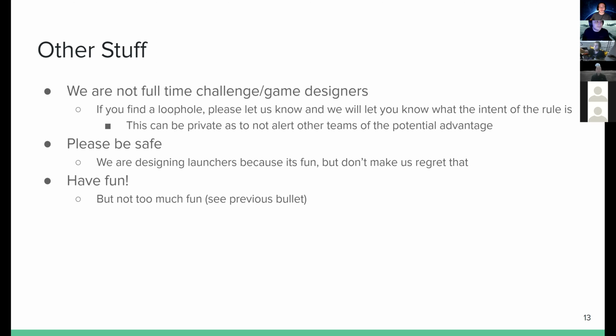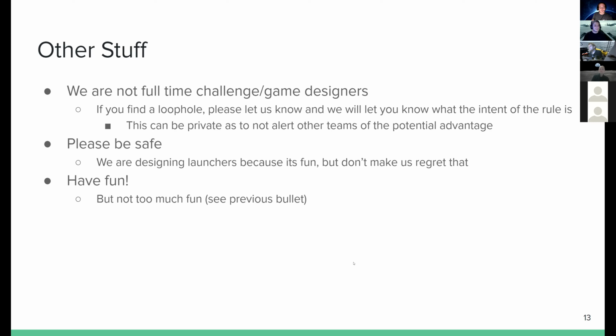So please don't think that by not asking, a loophole will somehow stay in existence. We will clarify literally all the way up until the actual launch day itself. You're not going to get points that we didn't intend for you to get. I've already continued to say please be safe, so you guys know.